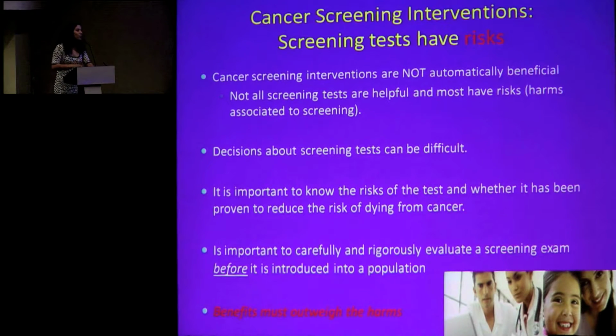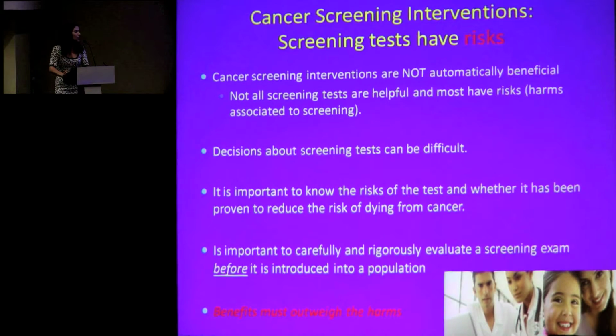And the way we prove this is basically through these clinical trials based on this screening test. It is important to carefully and rigorously evaluate a screening exam before it is introduced to the population, because if we go ahead and jump to conclusions without sufficient evidence, we might be, for example, expending too much money on a test that is not really going to have an impact on the population, or we may also, for example, be inducing some harm in the population through a screening test that maybe doesn't have the benefits that we thought or that we believed it might have.